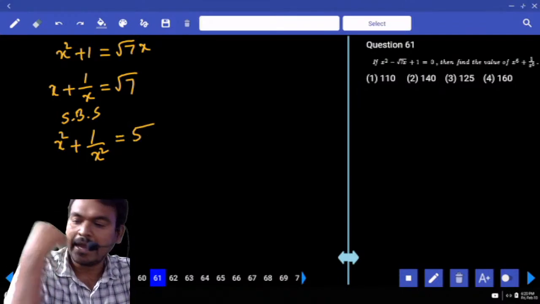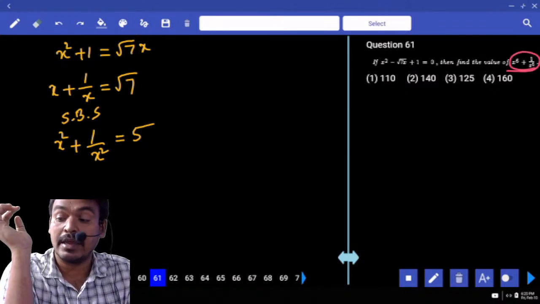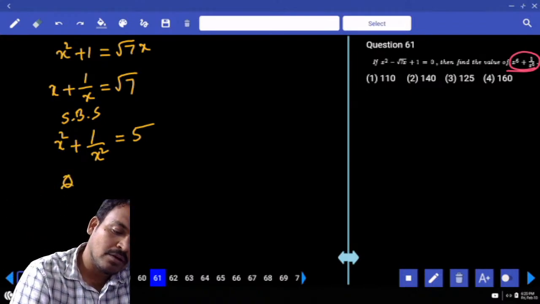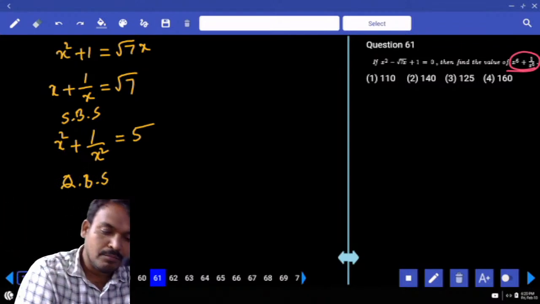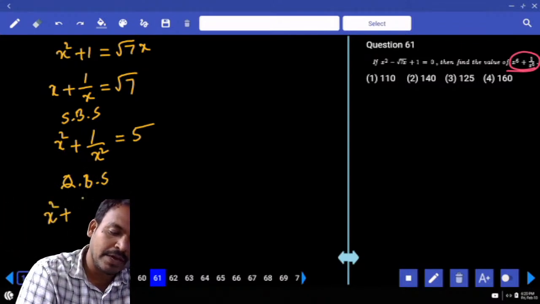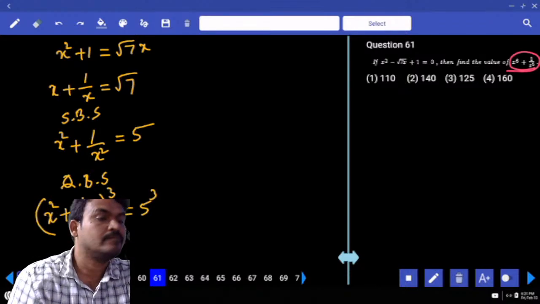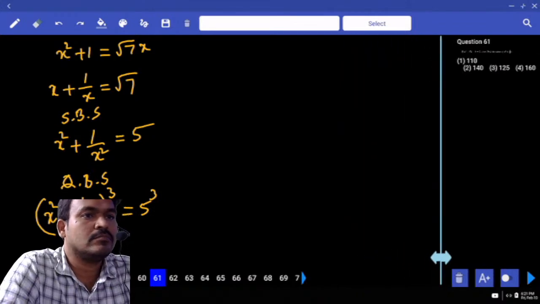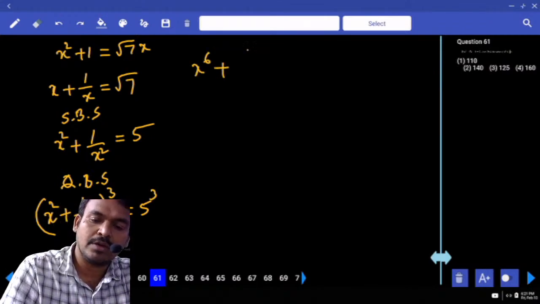Then x square plus 1 by x square equal to how much? 5. Again, but we required which one? x power 6 plus 1 by x power 6. Again cubing on both sides or not? Cubing on both sides means x square plus 1 by x square whole power 3 or not? That is equal to how much? 5 cube or not? Okay. a plus b whole cube, a cube plus b cube. What is the a cube value? x power 6. What is the b cube value?